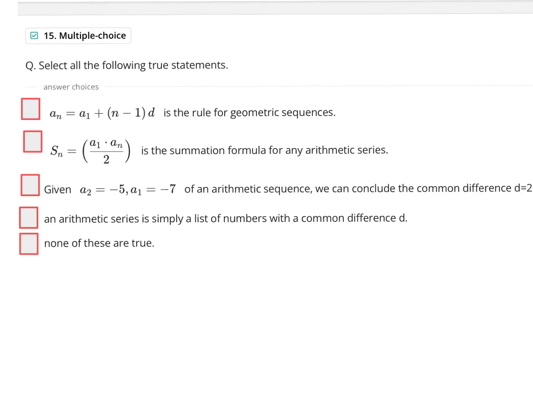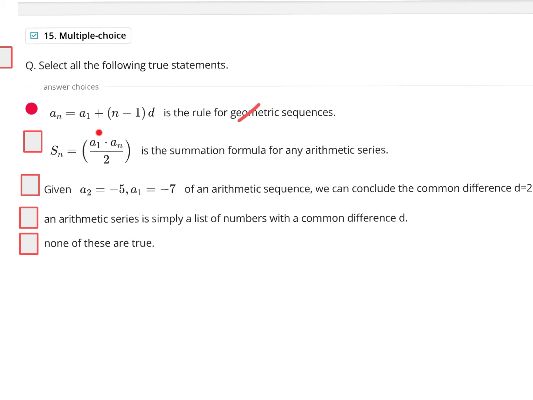So on this one, a sub n equals a sub 1, your first term, plus n minus 1 times the common difference, d. That is true. That's the a sub nth rule for arithmetic sequences. It says it's a rule for geometric. That's incorrect. Okay, so this is definitely wrong. So as you can see, there's a red dot right there.